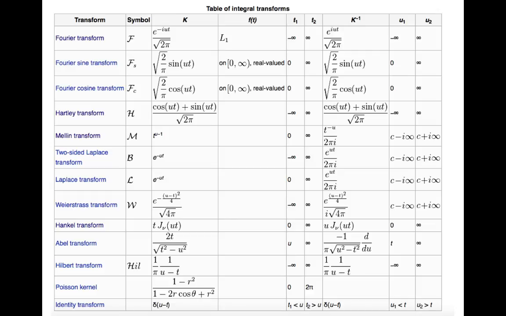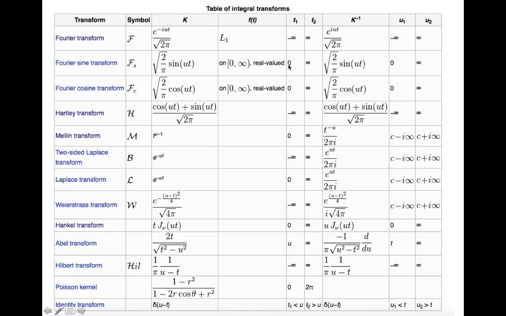So here is a table of common integral transforms. If you go to Wikipedia and look up integral transforms, this is the table that will come up, and it's a very nice summary. You can see the first line here is the common Fourier transform. Less commonly used are a Fourier sine transform and a Fourier cosine transform.